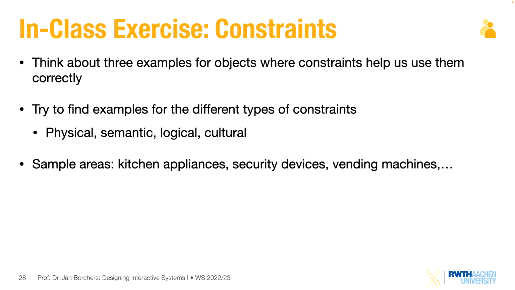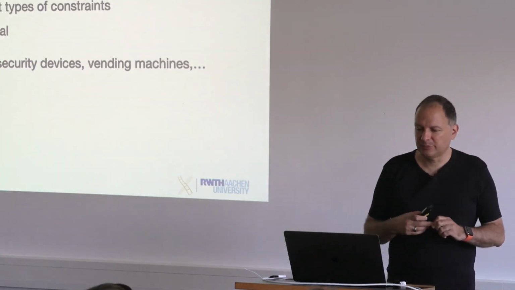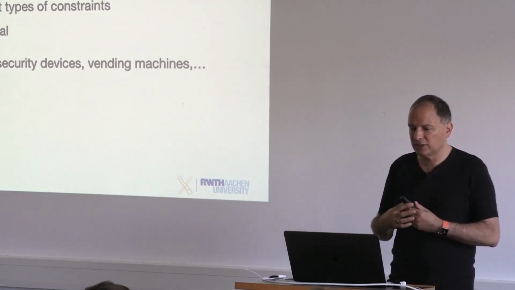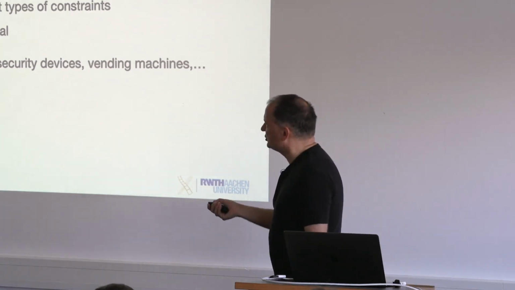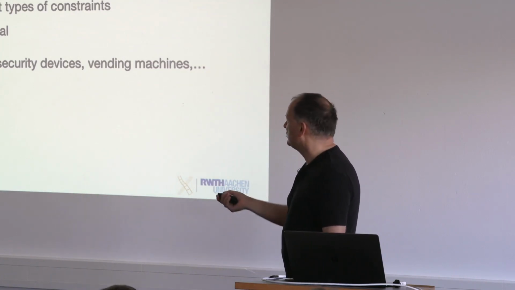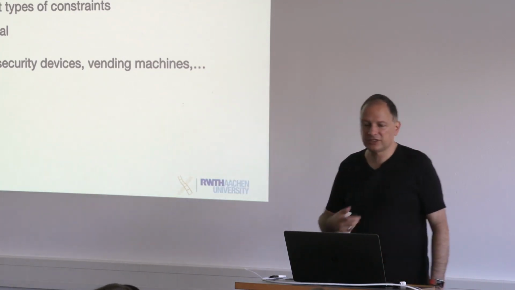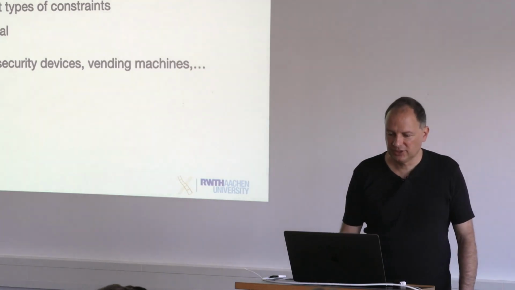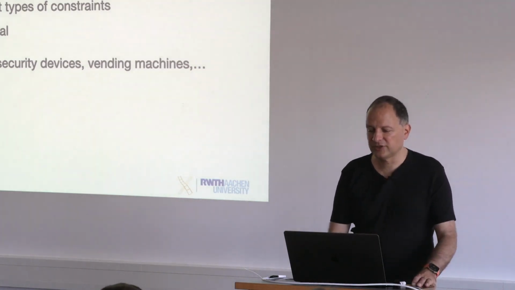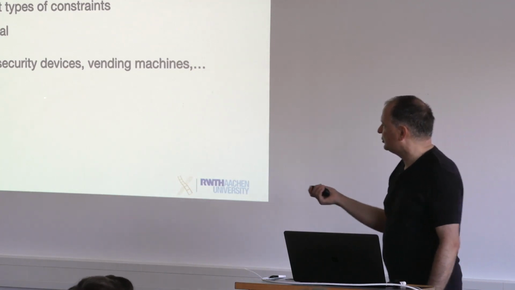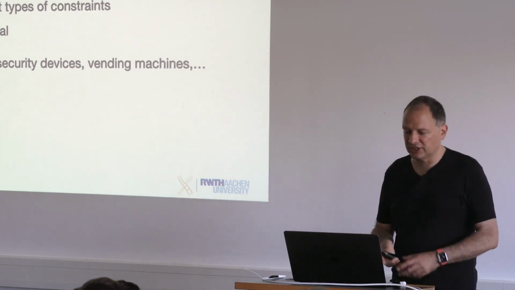So we're going to do a little exercise now where I would like you to work in groups of two and figure out three examples for objects where constraints help you use them correctly. Okay? And try to find examples for the different types. I know it's hard, but physical ones are usually the easiest ones to come up with. Maybe you can also find something for semantic or logical or cultural constraints. And a good area to start off with are kitchen appliances, security devices, vending machines, those kinds of things.